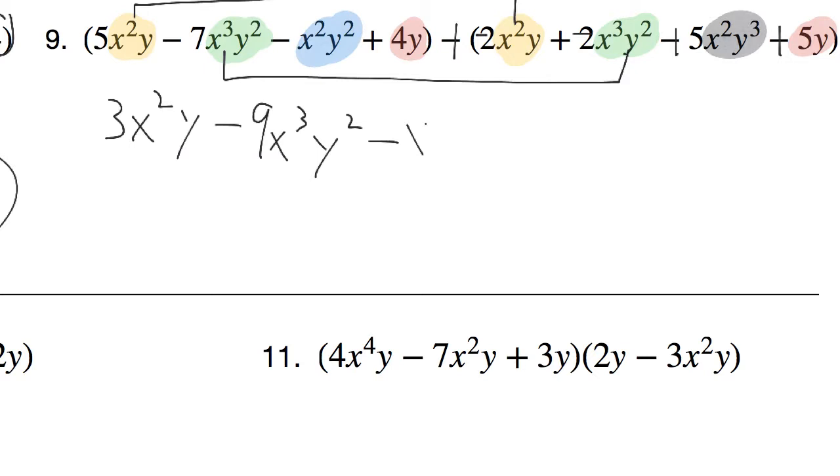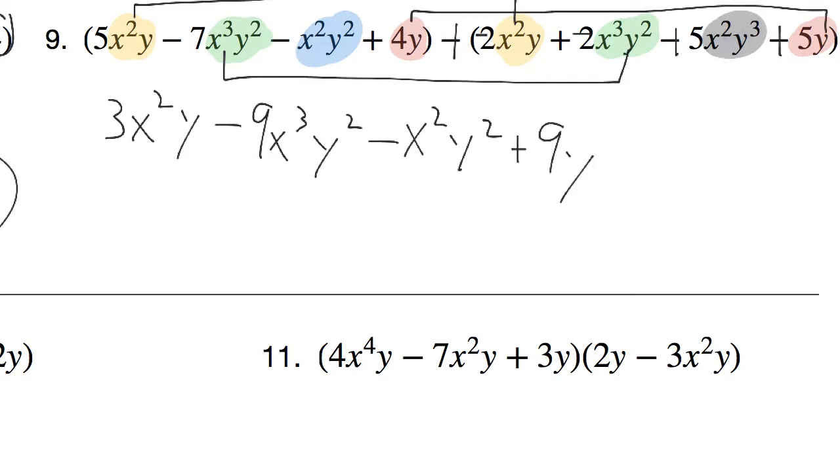There's only one x squared y squared term. There are 2 y terms. 4 plus 5 is 9. And then we have 1 5x squared y cubed.